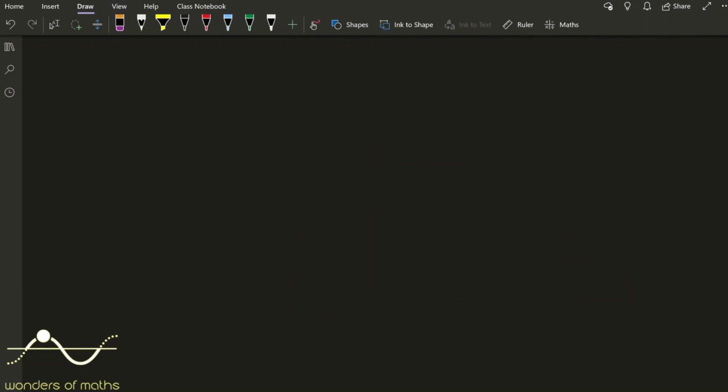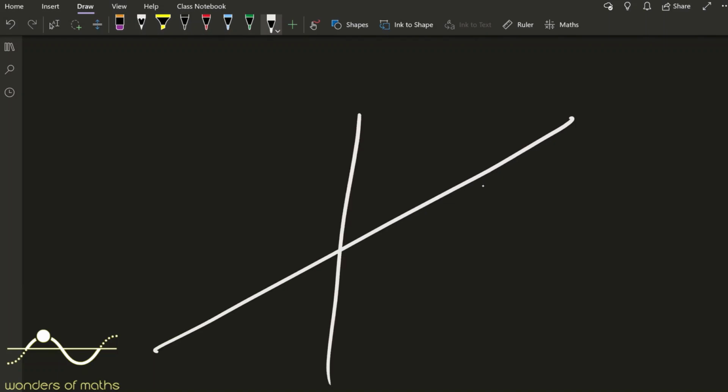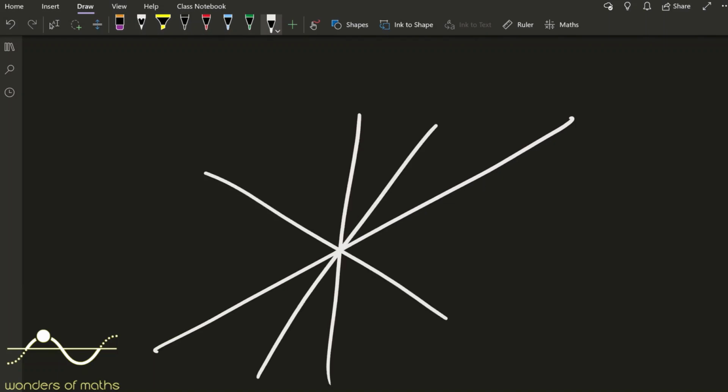And finally, we have angles on a straight line. All this rule tells us is that all angles along a straight line must add up to 180. Quite simply.